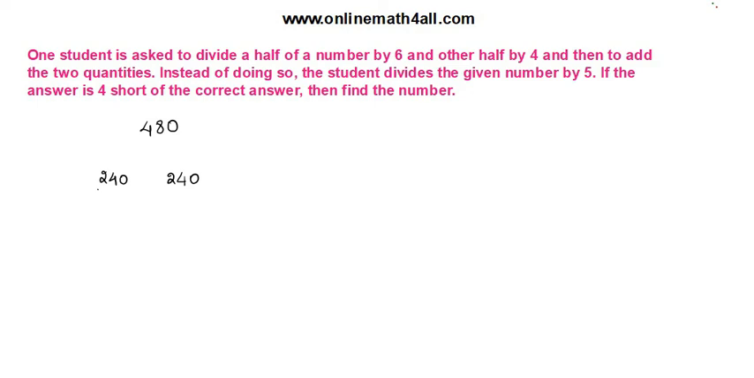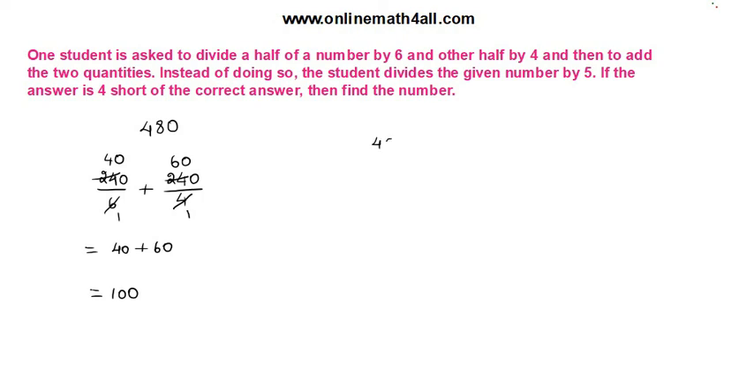Okay, now I divide the first half by 6 and divide the second half by 4. Then I add the two quantities. So 6 goes into 6 one time, 6 goes into 24 4 times, there is 0. So 4 goes into 4 one time, 4 goes into 24 6 times, and there is 0. So 40 plus 60 is equal to 100. So when I divide the first half by 6 and the second half by 4, and when I add them, I get the result 100. But instead of doing so, the student divides the given number by 5.